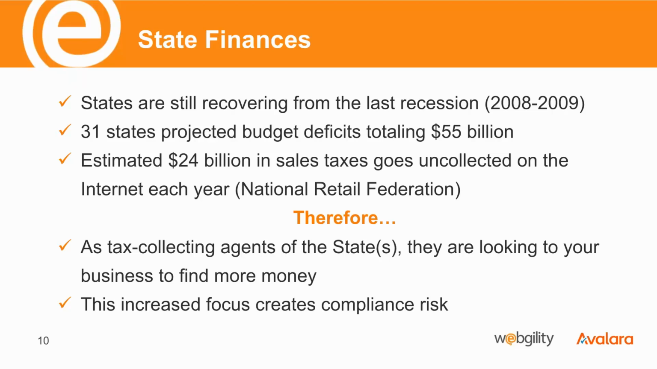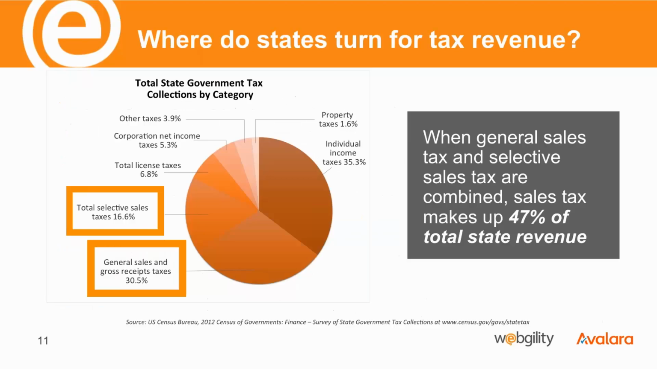So where are states getting their revenue, and why is sales tax so important? Well, as you can see from the survey here, about 47% of an average state budget actually comes from selective sales taxes and general sales and gross receipts taxes. So this is obviously one of the first places that states look when they're facing budget shortfalls. How are they going to make those up? And since sales tax is the biggest piece of the pie, that's a natural place for them to start.